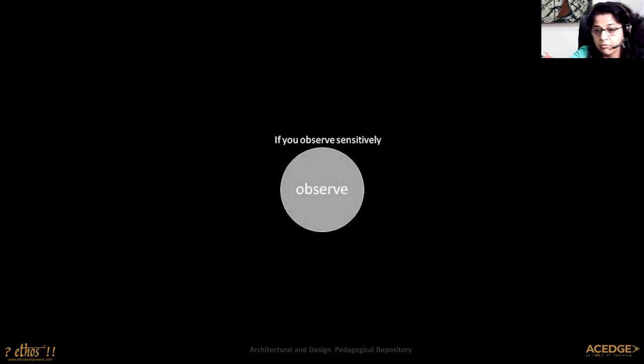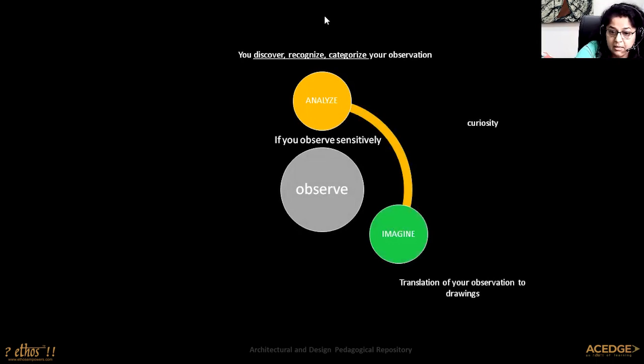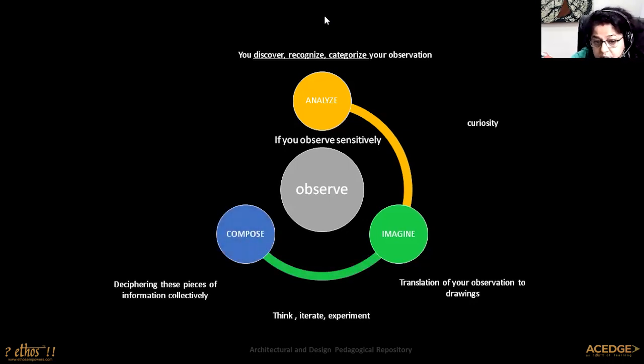Snap and sketch is a wonderful idea, but the attitude towards this has to be extremely careful while working it out. Now, if you see, firstly, you have to observe. Once you observe it sensitively, you analyze, you try to discover, you recognize, you categorize your observation. Then you have a curiosity in your mind, and then imagine, translate your observations to drawings. Think over it, and then compose this by deciphering these pieces of information in a collective manner. This is the way to look at the building. Right?